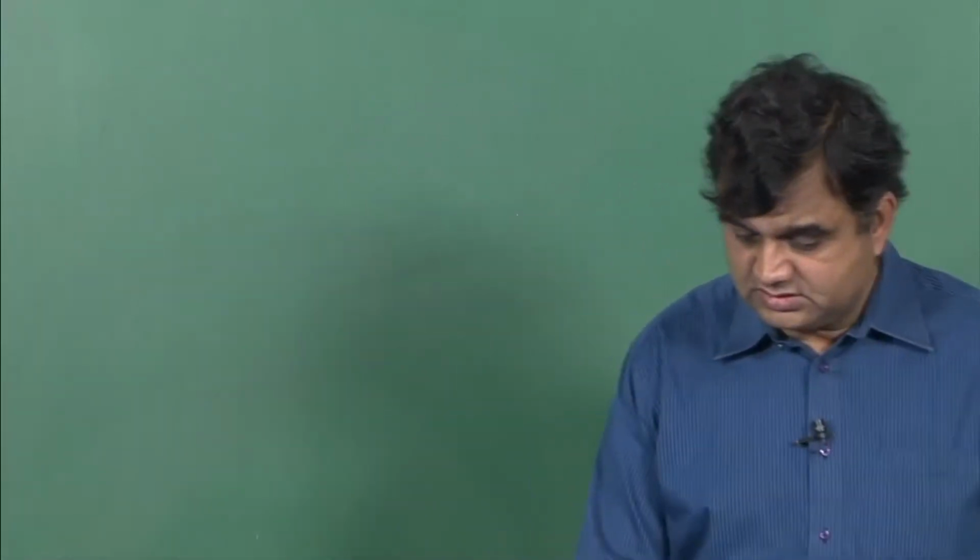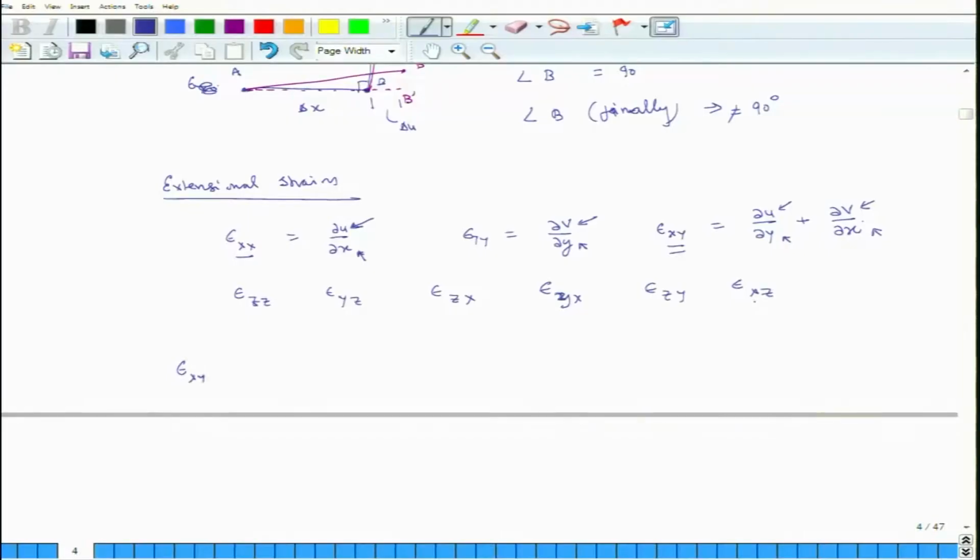So, strains, we can also write a strain in general as a second order tensor, and again it has 9 components. So, this is the strain tensor.